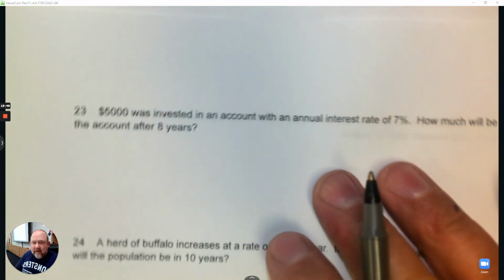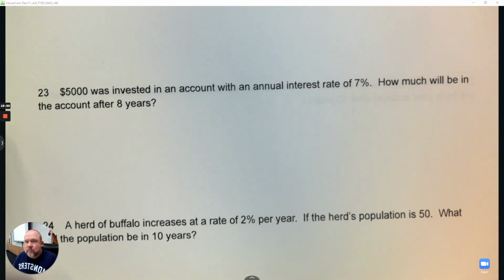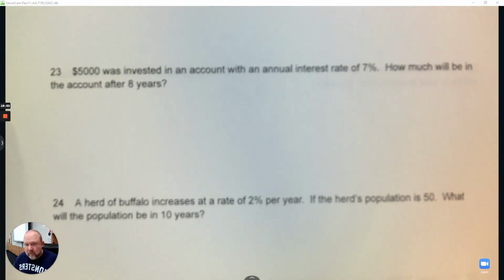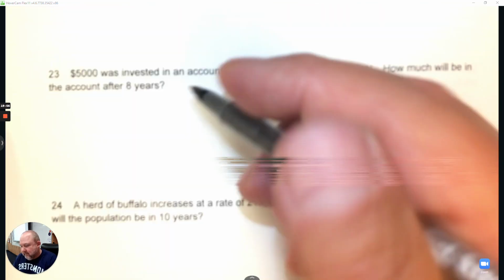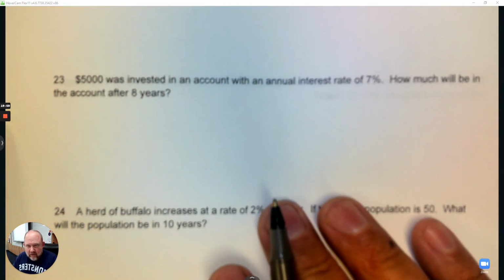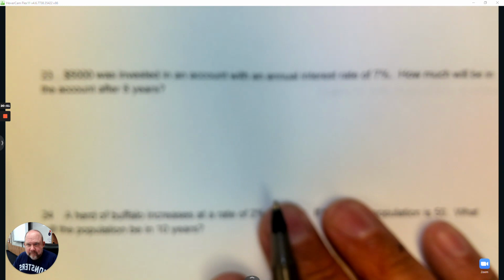All right, our last one, our last page, has to do with stories about exponential growth and decay. So let's look at them. Let's see if we can annotate and remember the equations we're going to use. All right, here we go.